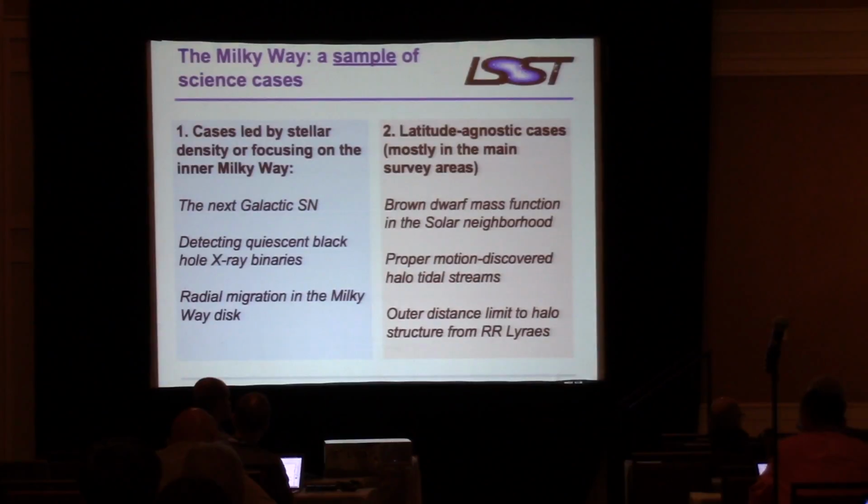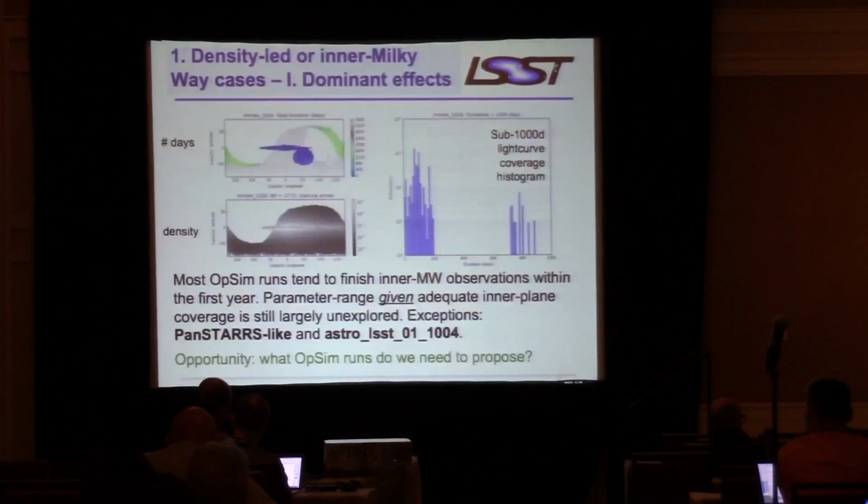For example, if you want to know what the brown dwarf mass function is in the solar neighborhood, we have to somehow simulate a population across all the different OpSim runs and come up with an uncertainty in the mass function. For detecting crescent black hole binaries, for example, it'd be nice to know how many we detect, but even better to know what the population error actually is. So there's been some effort to follow those up.